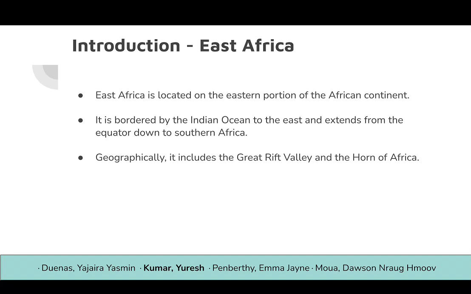East Africa is a diverse region located in the east part of the African continent. It stretches from the equator down to southern Africa, and it is bordered by the Indian Ocean on its eastern coast. The region is home to the Great Rift Valley, one of the most significant geographical features in the world, as well as the Horn of Africa, which extends into the Arabian Sea. East Africa includes a mix of highland and coastal areas, creating a rich variety of landscapes and ecosystems. The strategic location has made East Africa a good region for trade, culture, and migration.